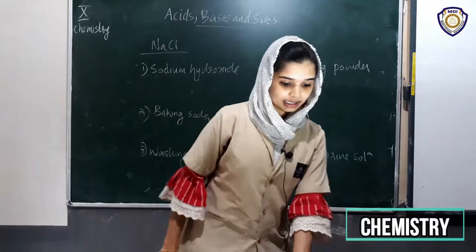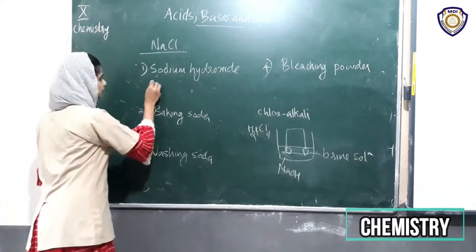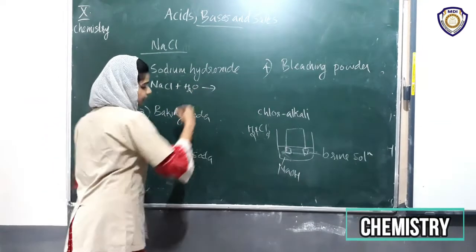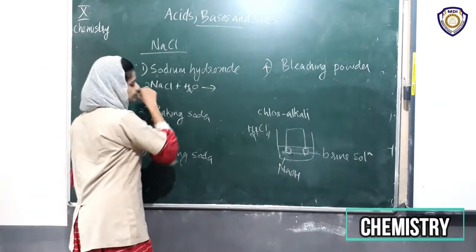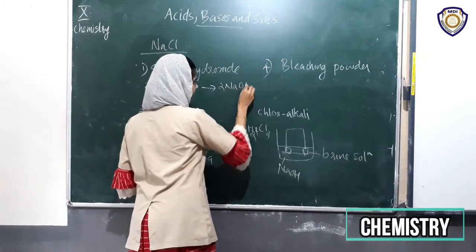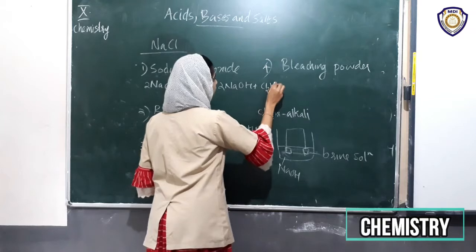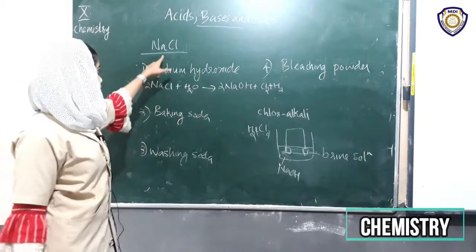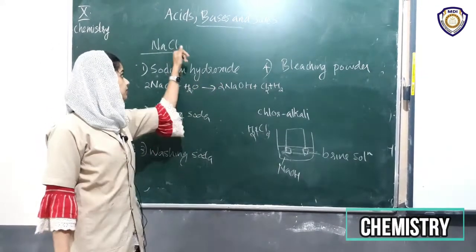Then the chemical equation of this process is NaCl plus H2O gives what? By passing electricity, we get NaOH plus Cl2 plus H2. These are the products that we get when we pass electricity through NaCl. So we can produce sodium hydroxide from NaCl.